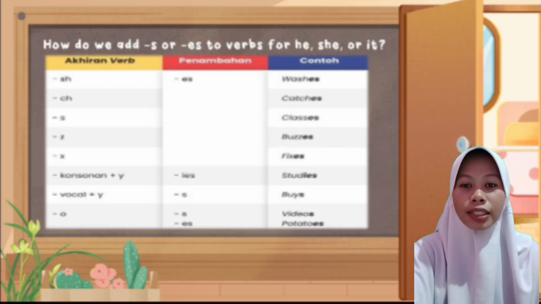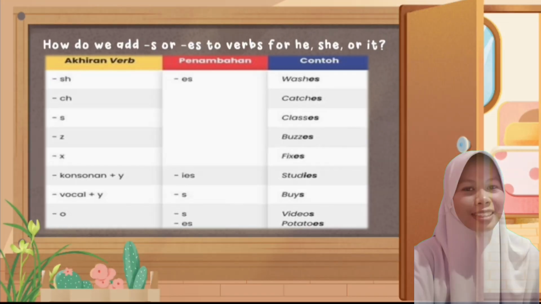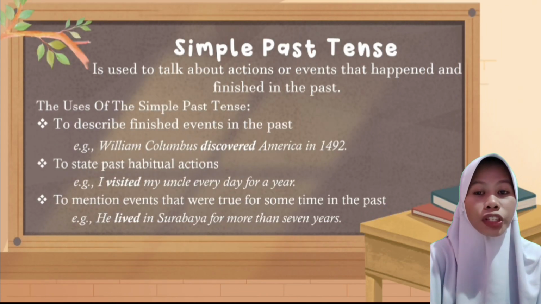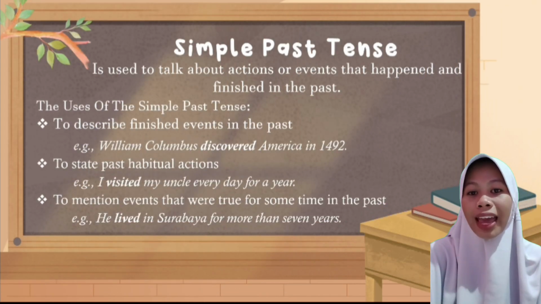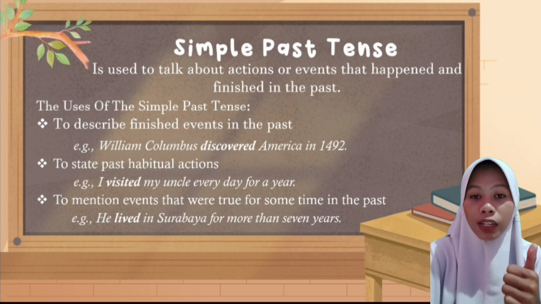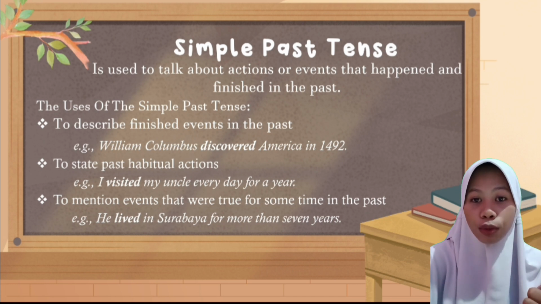Now that we understand how to describe action in the present, let's move on to the simple past tense. The simple past tense is used to talk about actions or events that happen and finish in the past. The uses of the simple past tense. First, to describe finished events in the past. For example, Christopher Columbus discovered America in 1492.